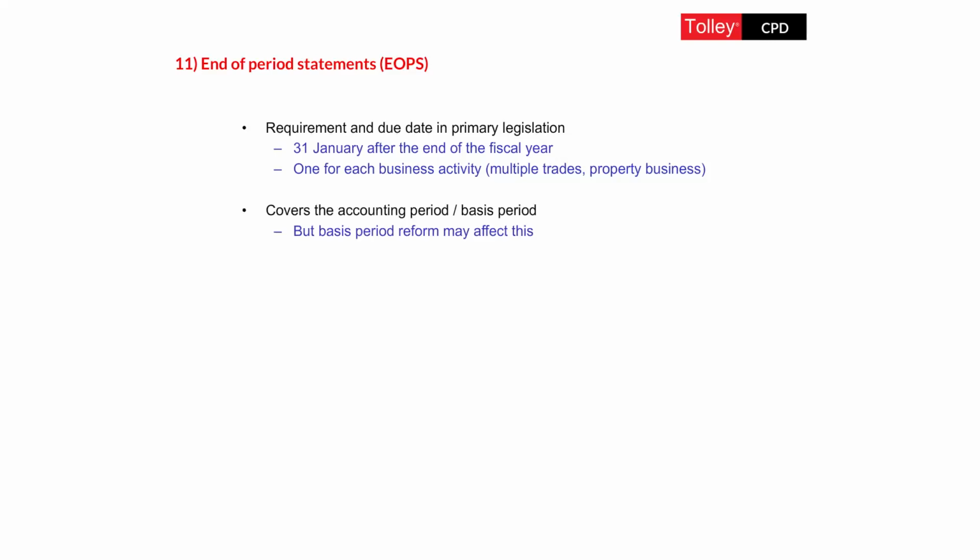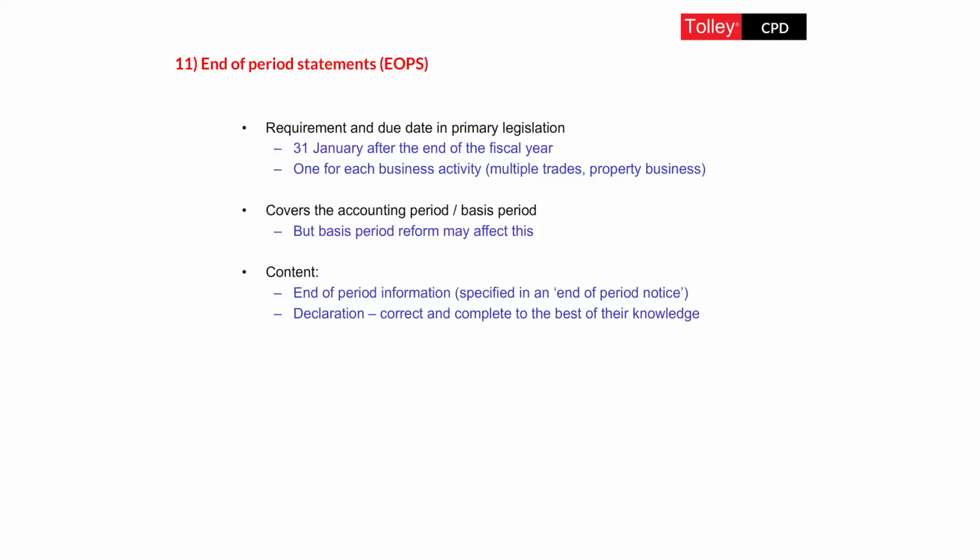Basis period reform may affect this, but basis period reform has been kicked down the road, so we don't quite know where we're going with that. The end of period statement will have the end of period information, which we'll find out at some point soon exactly what that is. But obviously what you can expect is it will be the annual final figures. And there is a declaration on this one, so your client will be required to give a declaration that it's correct and complete to the best of their knowledge and belief.